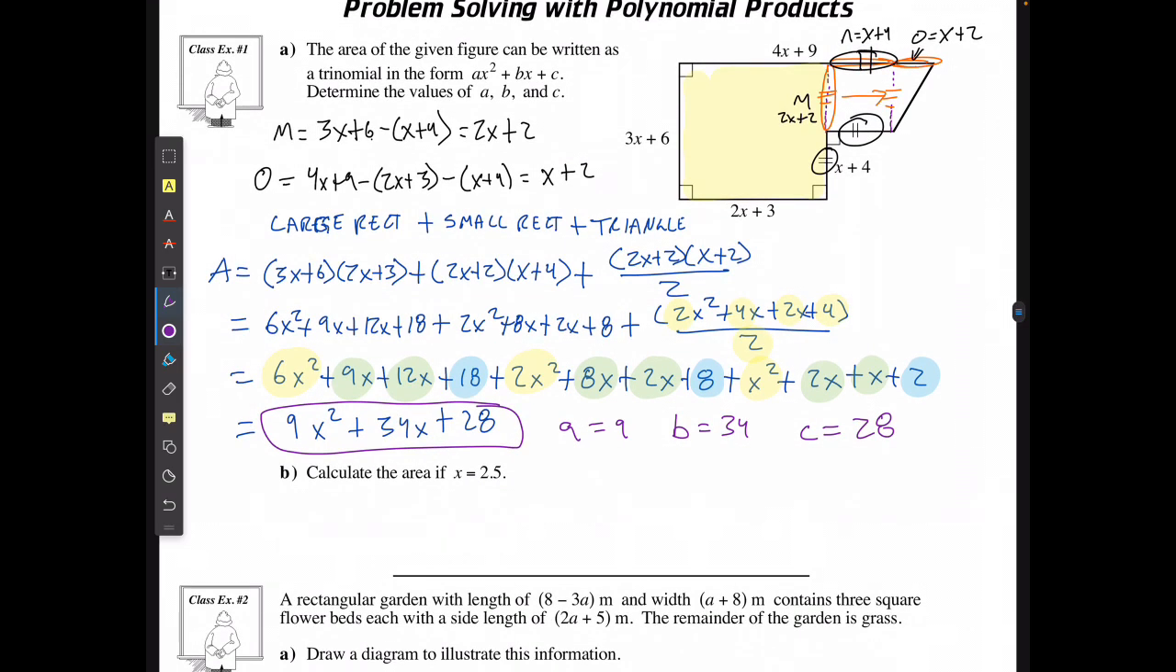When it says calculate the area if x is equal to 2.5, all I'm doing is just replacing all the x's with bracket 2.5. And if you use the brackets properly on your calculator, you can put all of this in one go, and you wind up with 169.25 units squared.